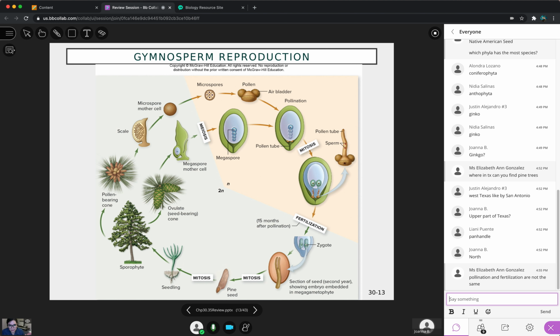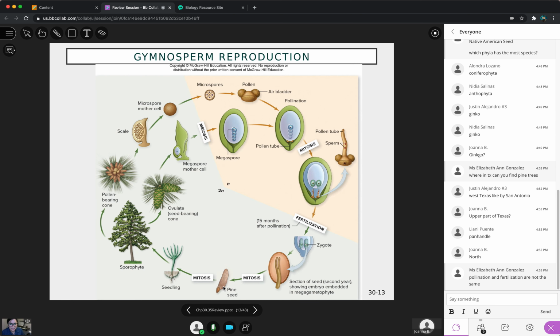Pollination is just that the pollen is able to get to the female part, and fertilization is when you actually are able to create a zygote, which is like creating a baby. That's what a zygote is, a baby. And so that's how that process occurs.